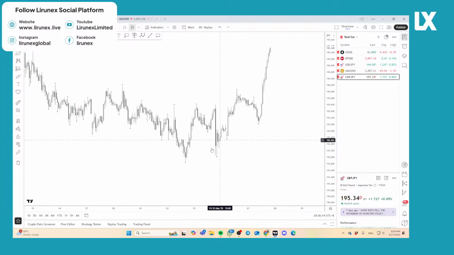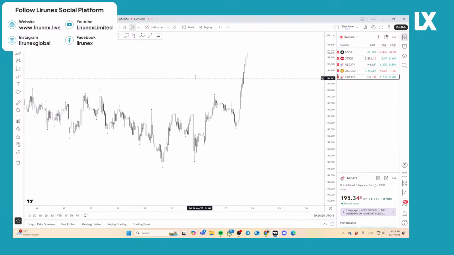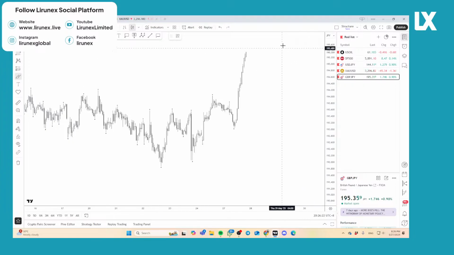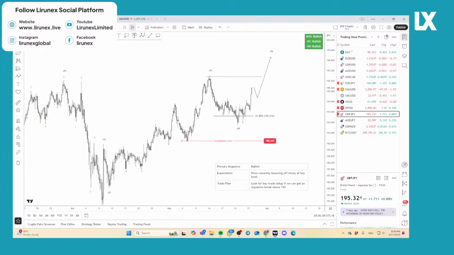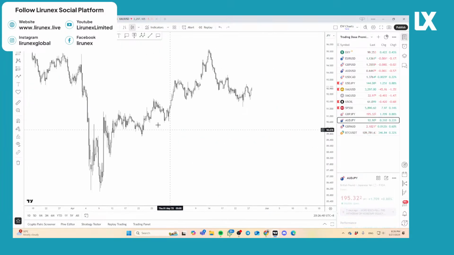So congrats for those of you who managed to catch that at the bottom here and trail it, right? If you're not in it, don't chase it. We'll just wait for the next setup, right? Essentially, what we have here is a break of structure. Okay, potentially there's a swing low. You can see massive momentum, a lot of market imbalance. Wait for the pullback. That's your opportunity to jump in again. Okay, so that's on the pound yen side of things.